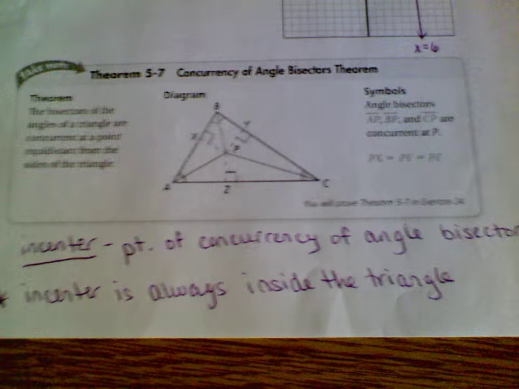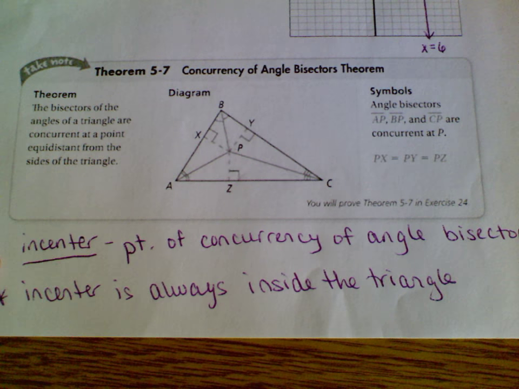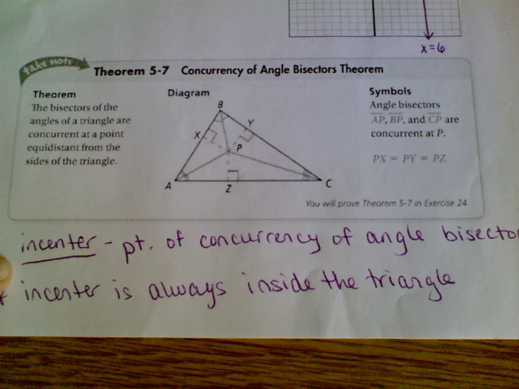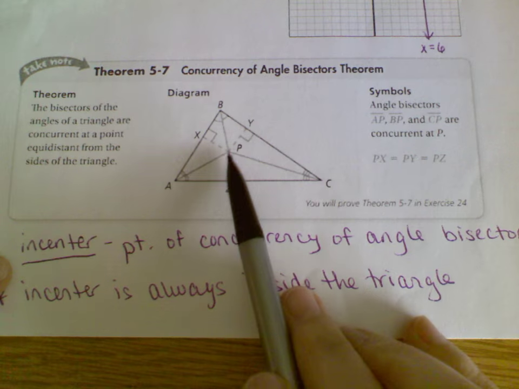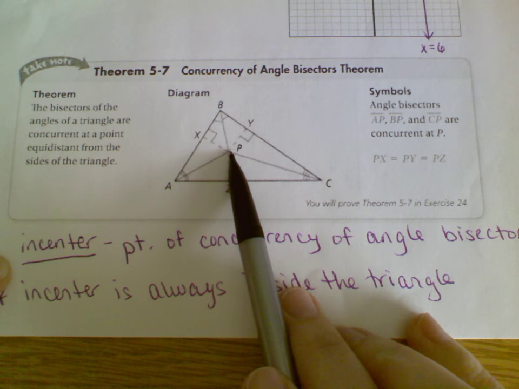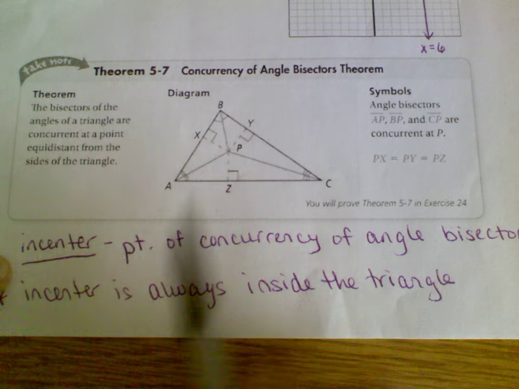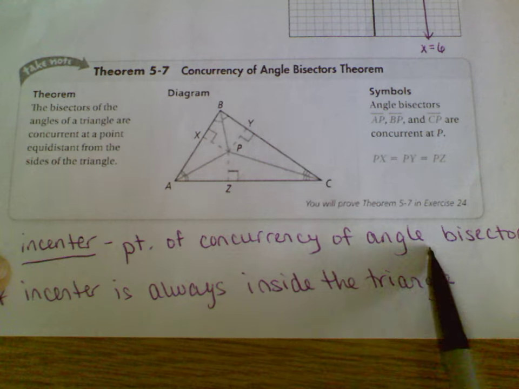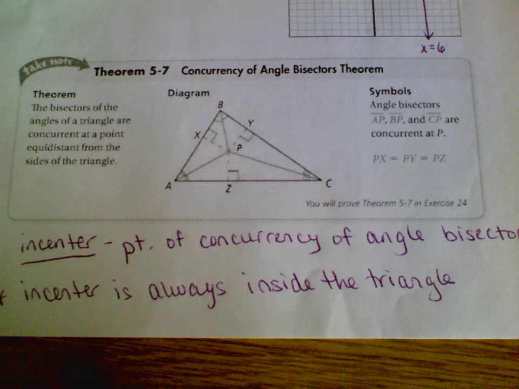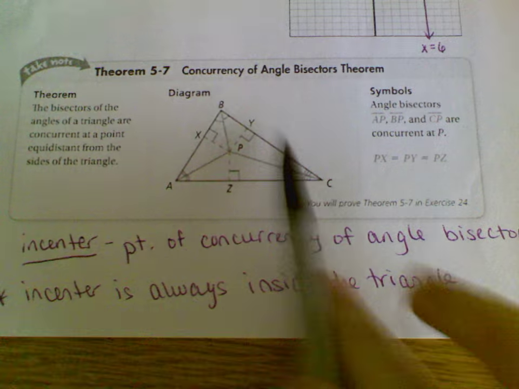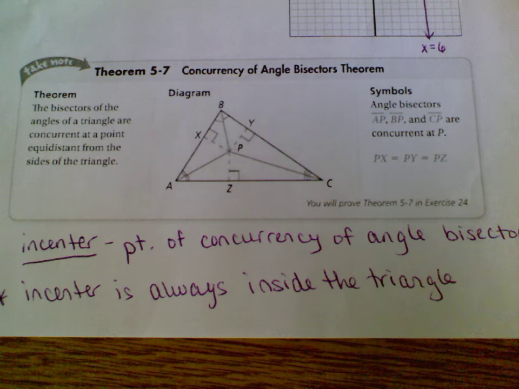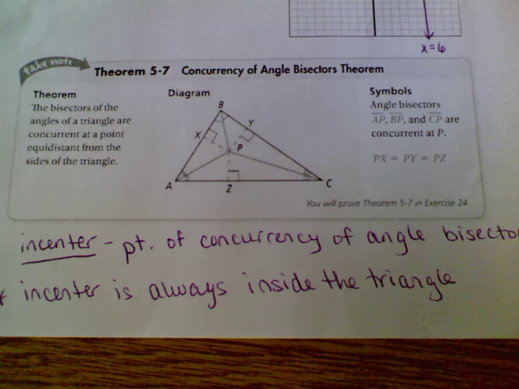That means that all of these dashed lines are equal to each other. Important vocab, so maybe highlight, star, or do something to this down here. The incenter is what this point is called when your angle bisectors intersect. So it's the point of concurrency of your angle bisectors. The incenter will always be inside the triangle. It doesn't matter what kind of triangle it is, it will always be inside of it.